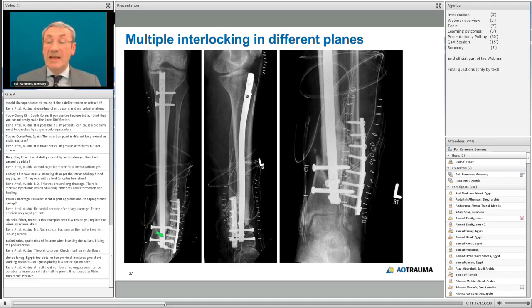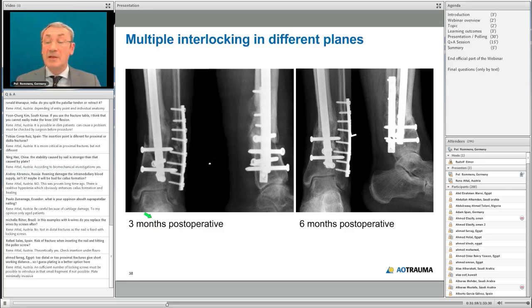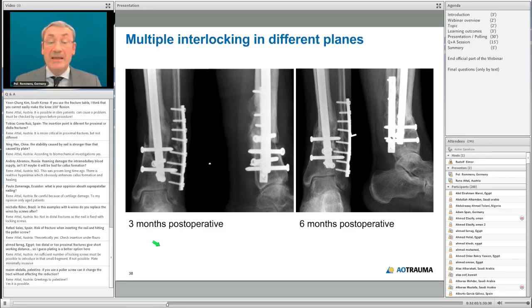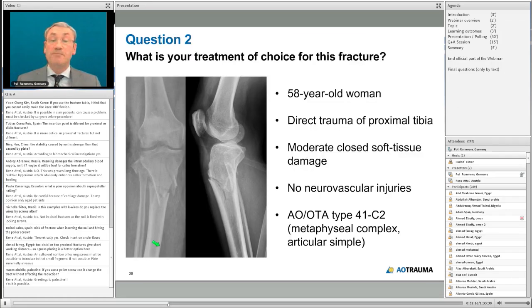As in the previous case, we used the reaming debris for the closure of the non-union. We did a double plating on the lateral side to compensate the varus tension that still existed in the soft tissues. Here you see the result 3 months and 6 months after surgery, showing you a nice healing of this difficult fracture in an acceptable alignment of the distal tibia fragment.